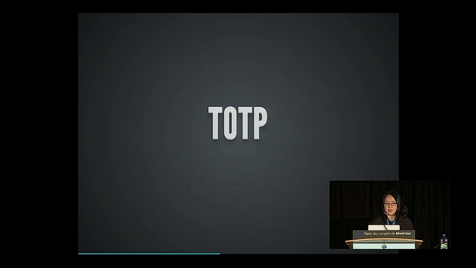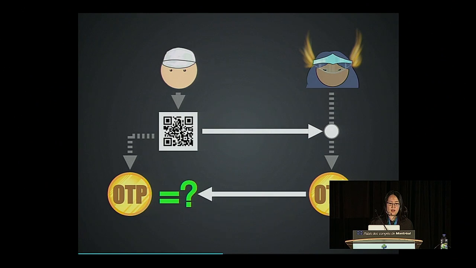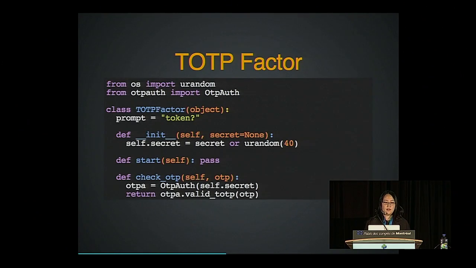So first we're going to cover TOTPs. The flow is that Bob generates a shared secret, communicates the shared secret to Alice via a QR code, and then when Alice wants to authenticate using this factor, she generates a TOTP from the shared secret, which she gives back to Bob, and Bob has to match it against the TOTP that he produces from the shared secret. For the factor code, Bob generates a random shared secret, and he uses the OTP auth library to check the validity of the OTP given this secret. There's no setup except when first configuring the factor, so the start function does nothing.